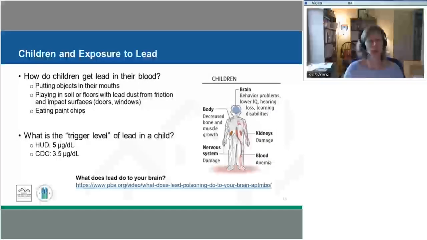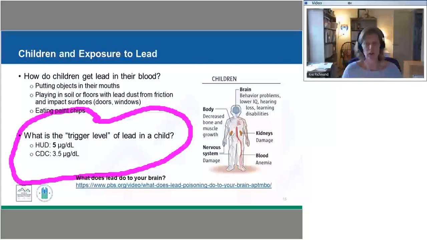So the CDC, we have the Childhood Lead Poisoning Prevention Program, and HUD is using the confirmed lead level of 5 micrograms per deciliter, while the CDC recently lowered their reference value to 3.5 micrograms per deciliter. So HUD is going to continue to take action for their confirmed lead levels at 5 micrograms per deciliter at this time, but it could change in the future. So just be aware of the levels that we're at right now.